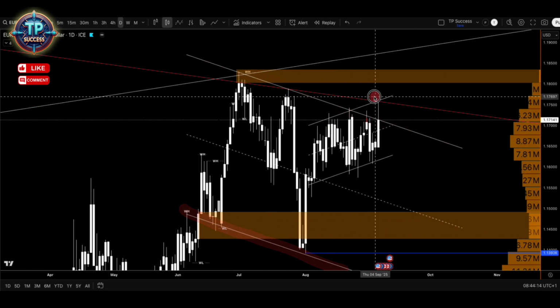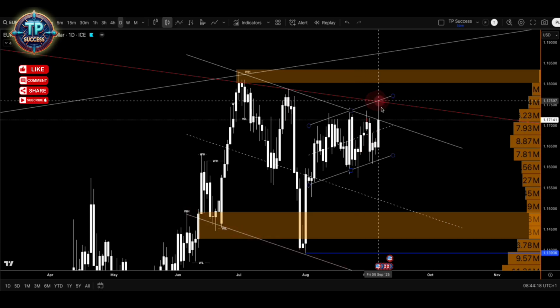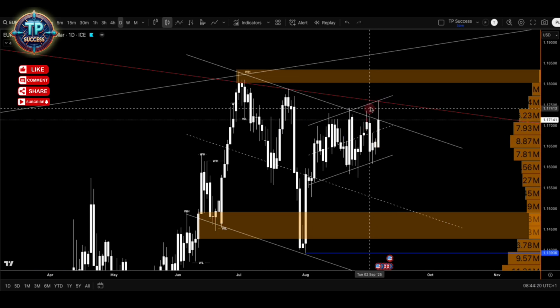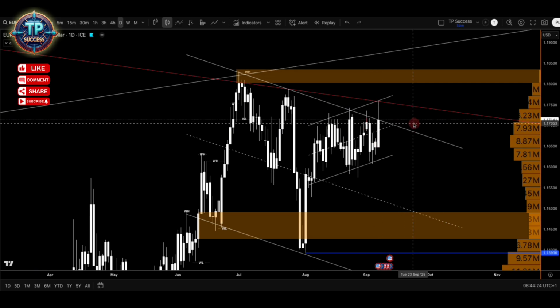Even the touch to this trend line over here. Okay, we can see that it's tapped it, it's sitting there, it's parabolic, but we don't know if it's going to come back down again. But what we are going to do once again is we're going to plan accordingly.